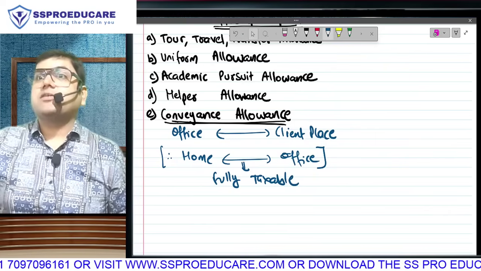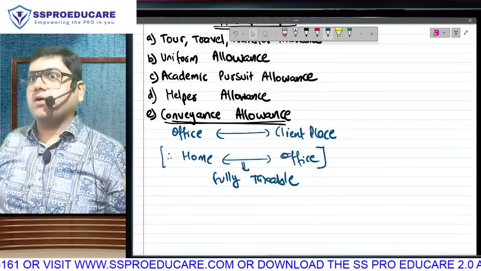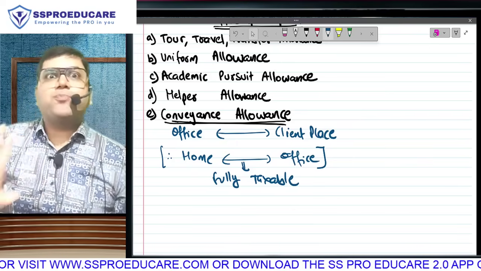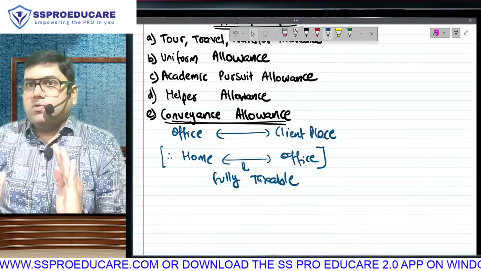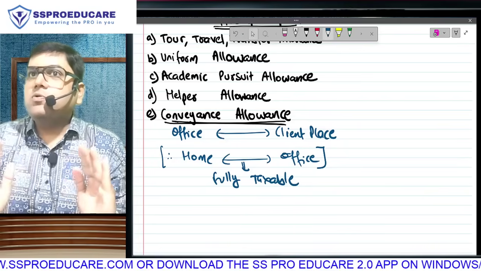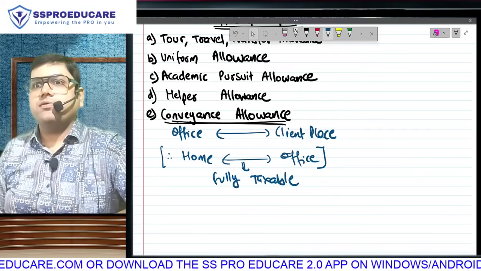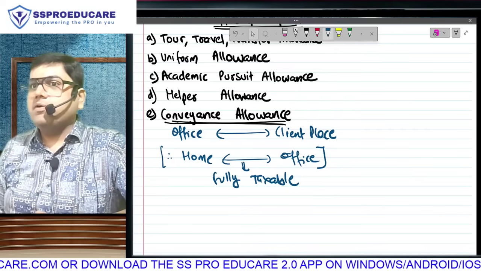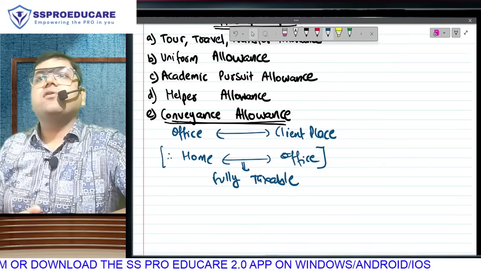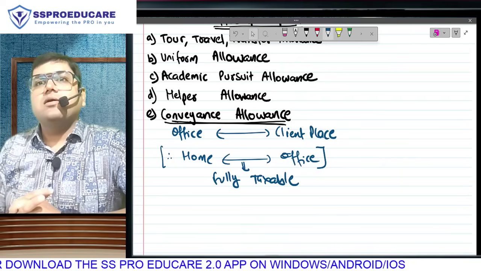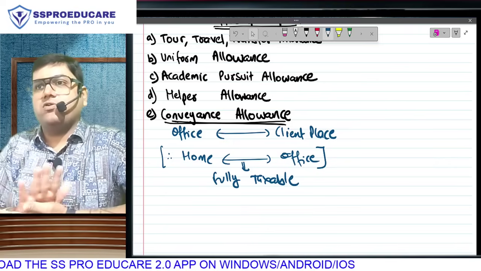So that amount is taxable. Why? When you are going from office to client place, you are going for his work. So whatever you spent will be subtracted. But when you are coming from home to office, you are coming for yourself. You are not doing a favor to anybody by coming to office. You are coming for your own livelihood. So anything received to travel between home and office is going to be taxable, and office to client place is going to be exempt to the extent of amount spent.